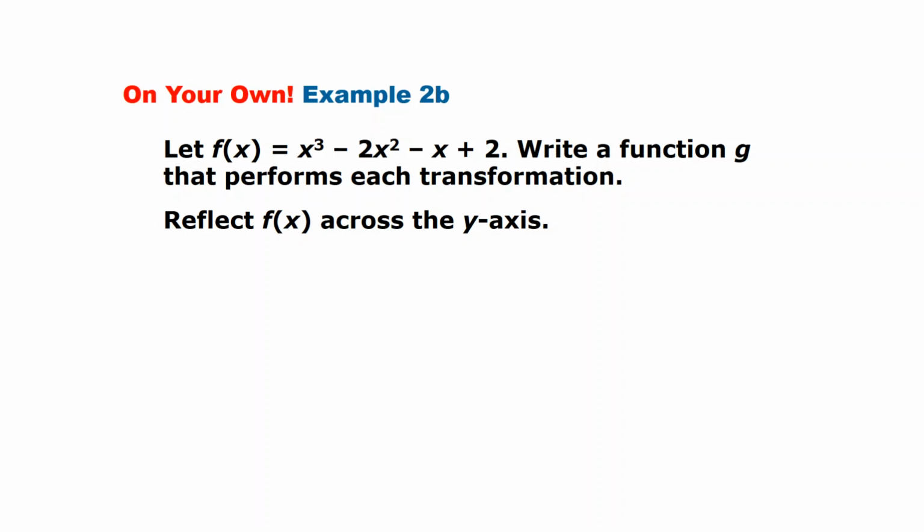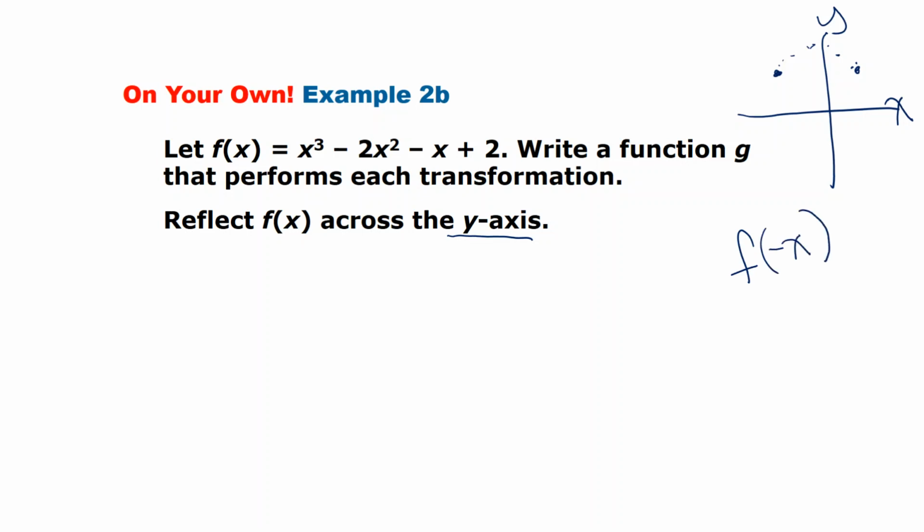The question says to reflect across the y-axis. So let's just review what that is going to look like. We have an x and a y. If I have a point here and I'm reflecting across the y, my x is actually going to be the opposite, but my y stays the same this time. So this time we're going to snuggle up that minus with our x.